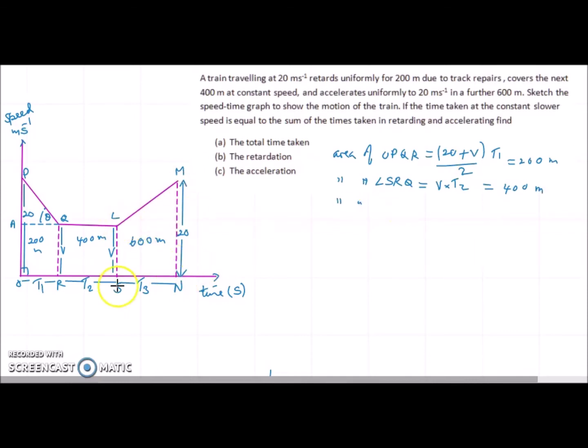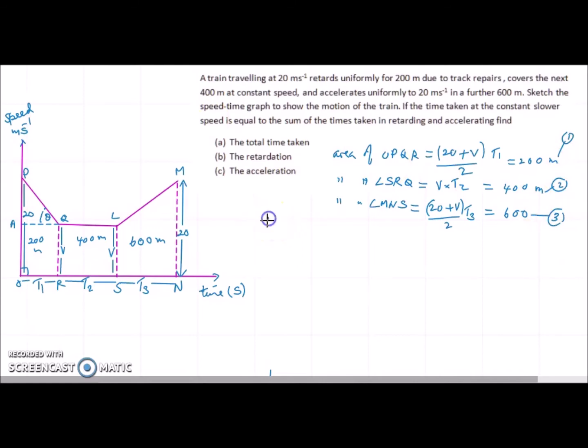Area of LMNS. That is also a trapezium. That is equal to 20 plus V divided by 2, that is half of this, into T3. That is equal to 600. In the first part of this problem, we are asked to find out the total time taken, that is T1 plus T2 plus T3. We name these equations as 1, 2 and 3.